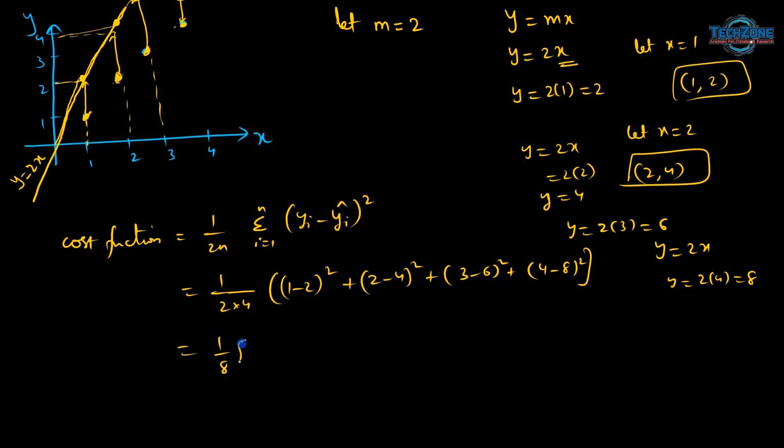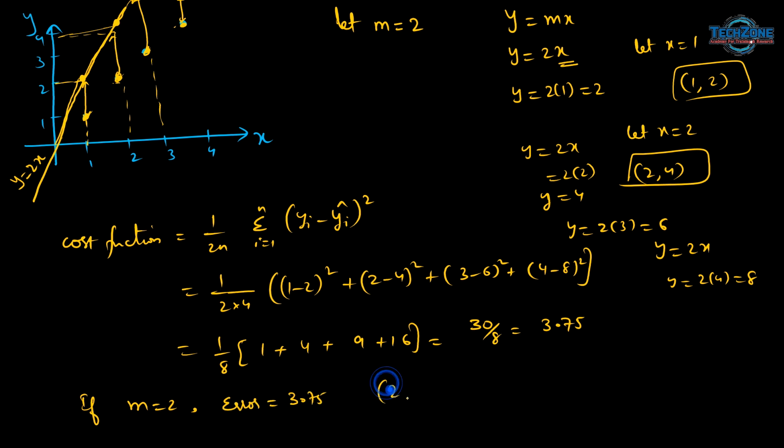So let us go ahead and find this number. 1 by 8 multiplied by (1 minus 2) whole square, which is 1. 2 minus 4 is minus 2, and minus 2 whole square gives us 4, and this is 9 and this is 16. So finally we'll have 30 by 8, which is around 3.75. So if m is equal to 2, what is the error or the cost function? It is 3.75. So 2 comma 3.75.